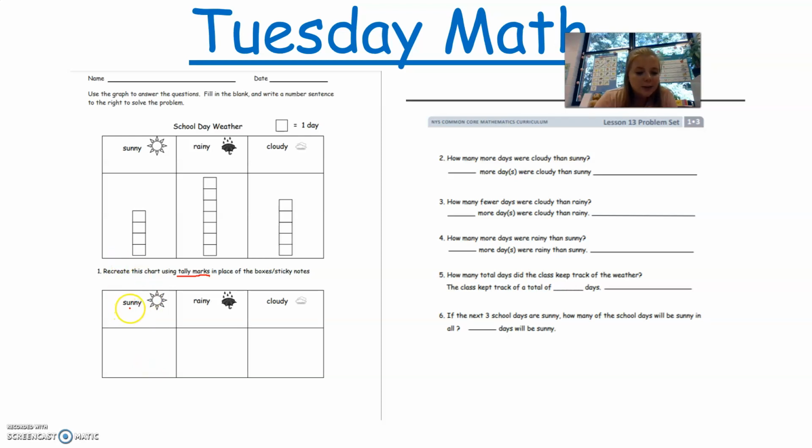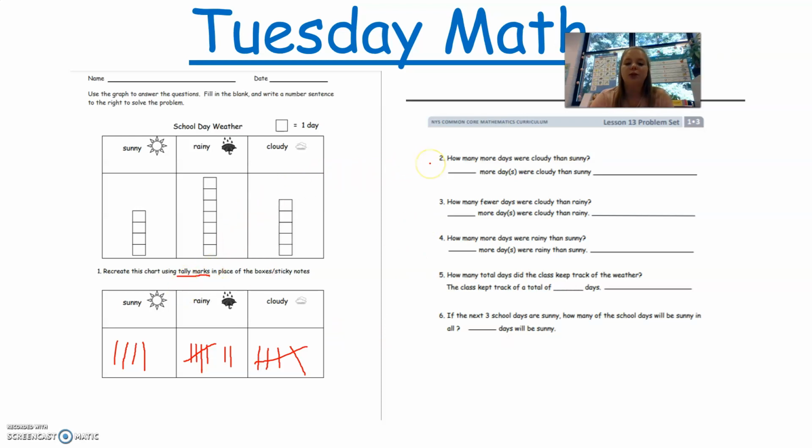So let's see how many tallies we need for sunny. 1, 2, 3, 4. So we're going to do 4 tallies. Do I need to cut across? Nope. Okay, for rainy, we have 1, 2, 3, 4, 5, 6, 7. 1, 2, 3, 4. What do I do for 5? I cut across. 6 and 7. Then cloudy, I have 1, 2, 3, 4, 5. 2, 3, 4. What do I do for 5? I cut across. Alright, so that was number 1.